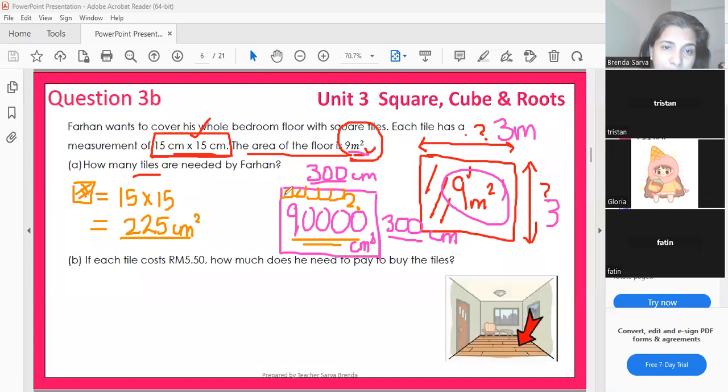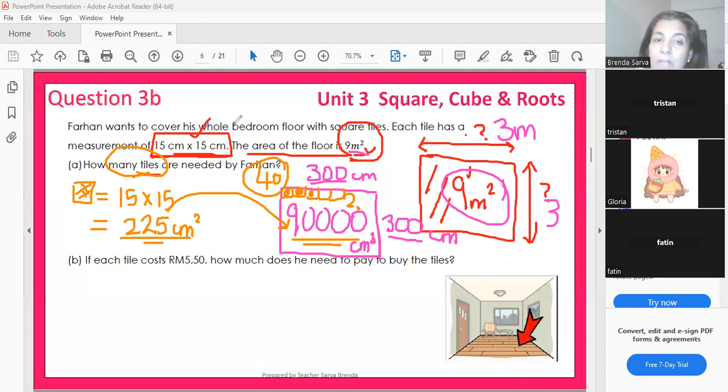You see, 225 one tile, 225 another tile. You want to find how many 225s can go into 90,000. So now again, you have a calculator. You're not in standard 6, you don't have a calculator now. You're in form 1, form 2 already. Take your 90,000. Press, tok, tok, tok. Divide by 225. That will give you how many tiles are needed. Very good. Press already. Answer, 40 tiles.